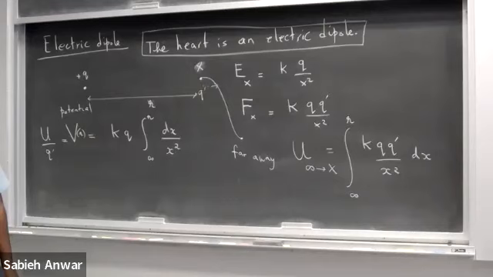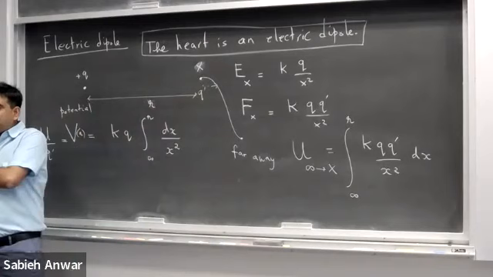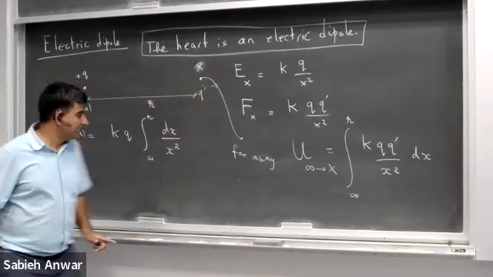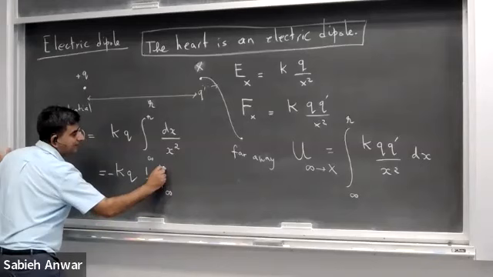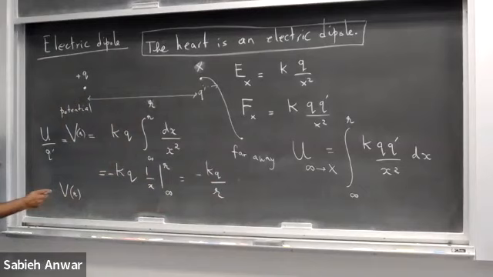So this will be the potential. I find out the potential energy increase that is entailed in moving a charge from far away to some point, some distance R. Then I divide it by the amount of test charge, and I get the electric potential at this point. The integral of 1 over X squared is minus 1 over X, and I put in the limits. I get minus KQ over R, since 1 over infinity is 0. So the potential at some distance R from a charge is minus KQ over R.